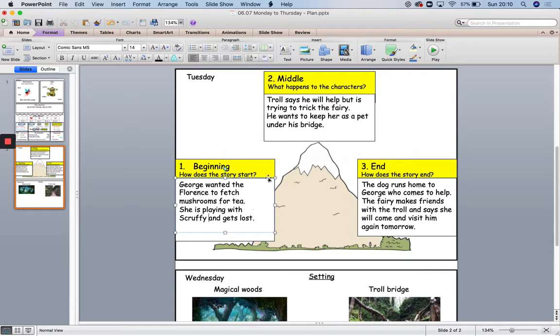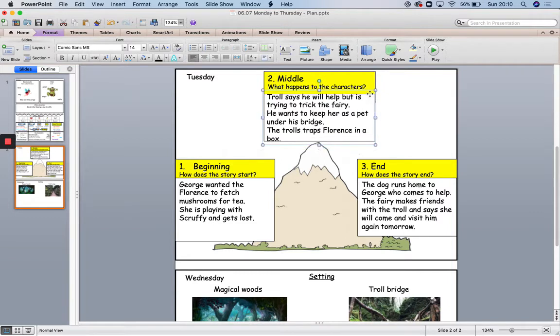So the middle of the story, this is where our villain comes in, our troll. He's going to try and trick the fairy. He's going to say he will help, but he wants to keep her as a pet under his bridge. And he's going to capture her somehow. I haven't quite decided how yet. Maybe he could trap Florence in a box. There we go. Oh, I've just run out of room there, so I'm going to move that up so there's enough room. There we go.